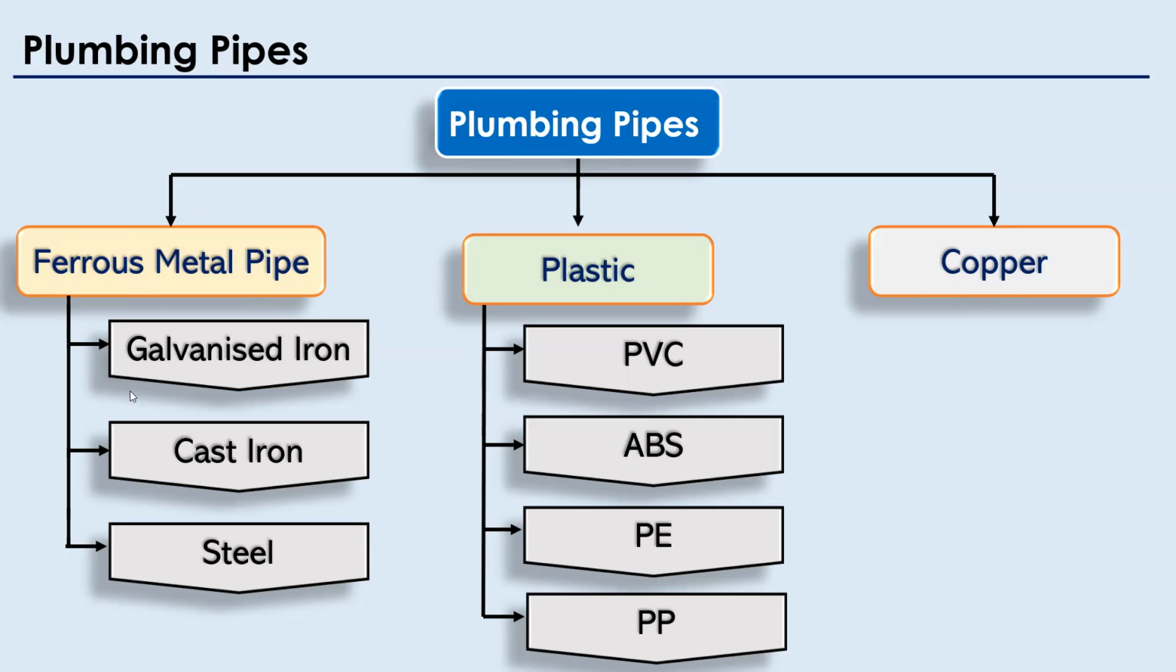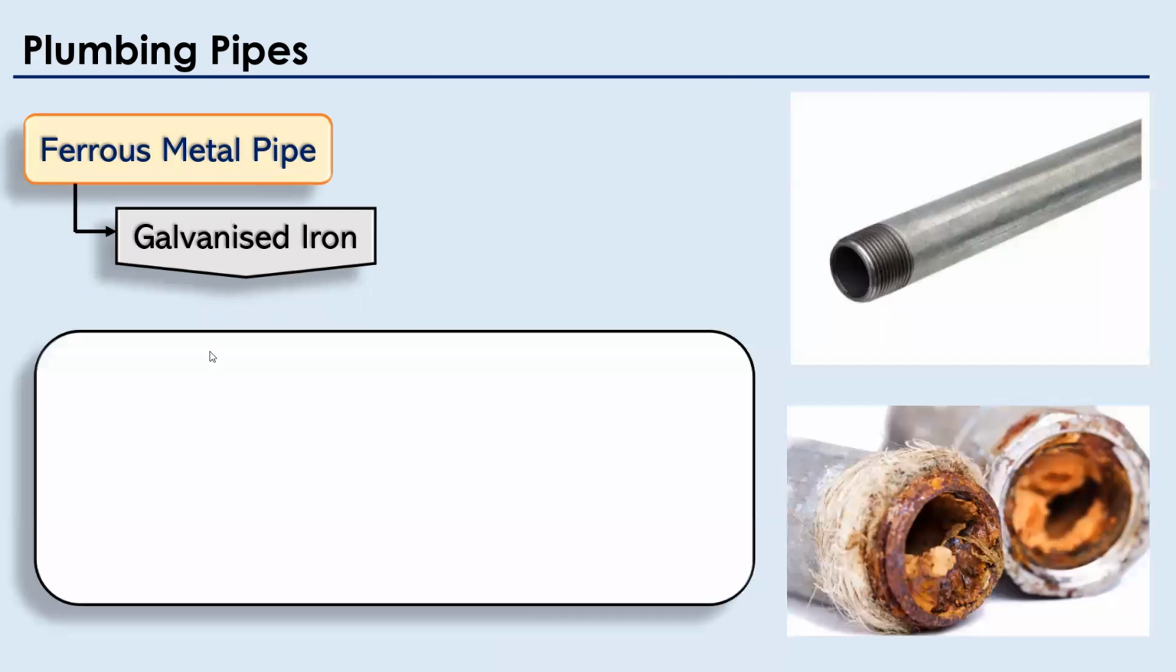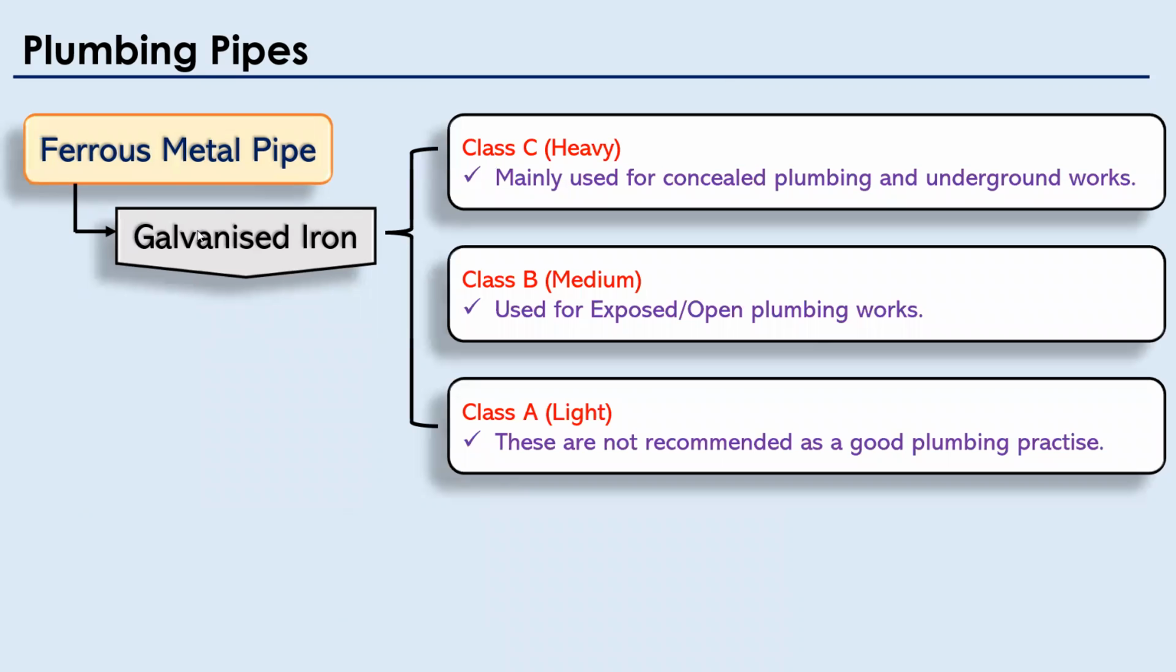Firstly, we will be discussing the galvanized iron pipe, which was most common in earlier days. So GI pipes come in three categories: class A, class B, and class C: light, medium, and heavy, depending upon the wall thickness. Heavy is mainly used for concealed plumbing and underground works because it's a heavy duty pipe. Class B, which is medium, is used for exposed or open plumbing works.